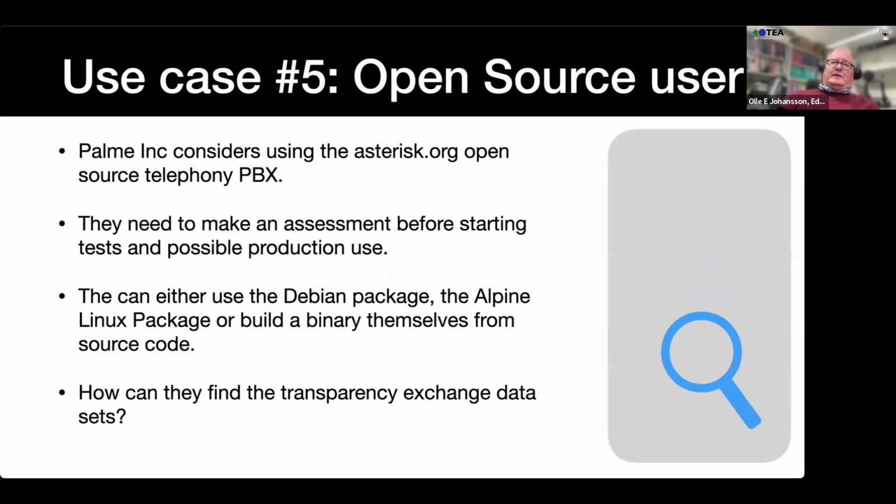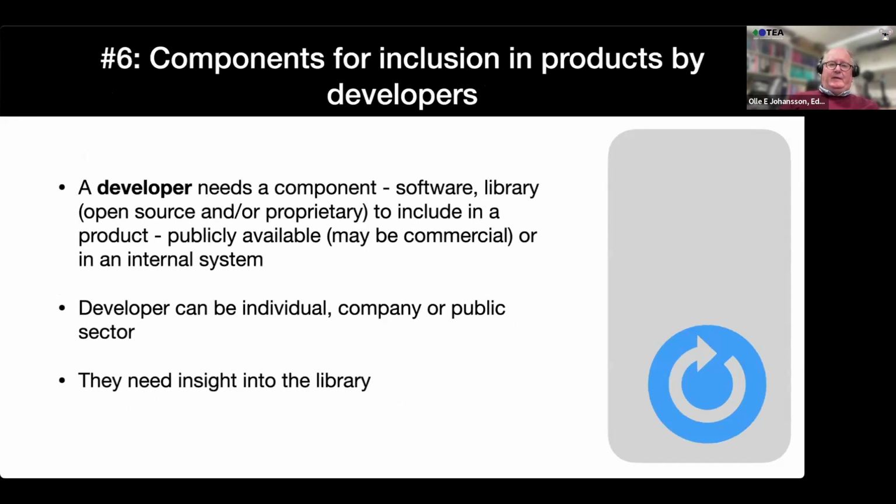Open source usage is interesting because the same functionality, the same base product, like the Asterisk open source telephony PBX, is available from many different sources. So as a user, I would like to be able to evaluate these sources, these distributors, and see who has the most up-to-date, who has security fixes, applies them, and who can provide me with the most secure version of the service.